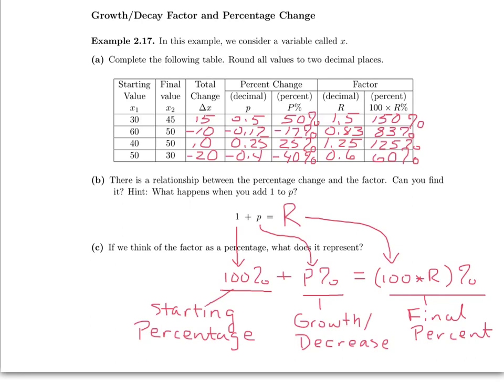So just to recap, this is what we're starting from. We're starting from our initial value of the variable. We have 100% of that. That's our reference point. We're adding on to that the increase or the decrease that took place. This is what we have afterwards, after the change took place. You can think of this as the percentage remaining after the change took place.